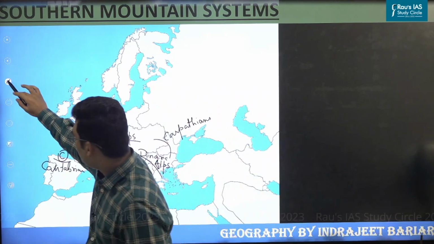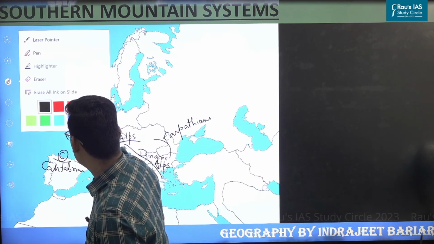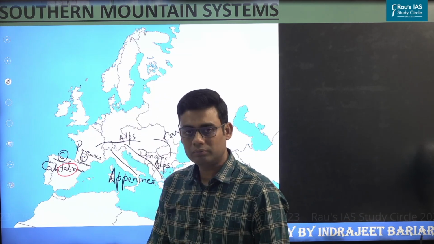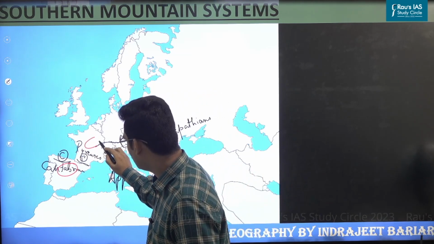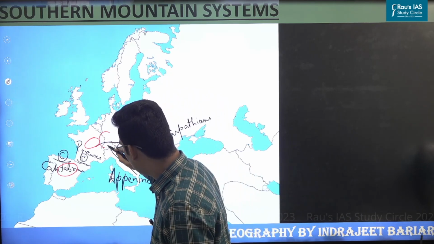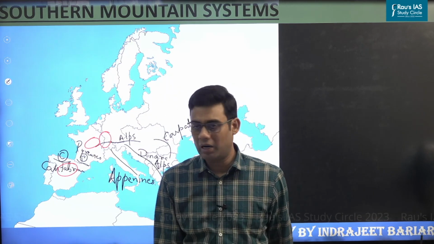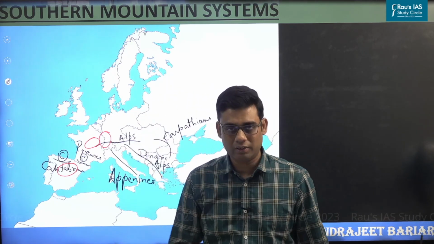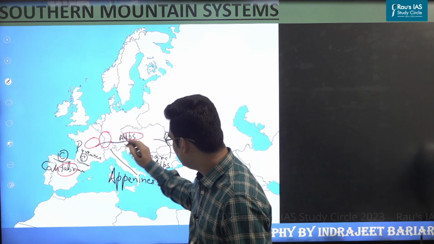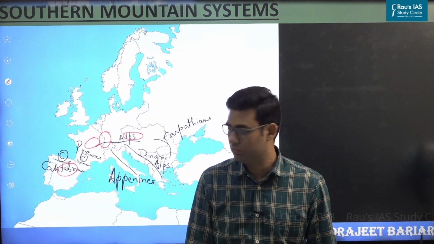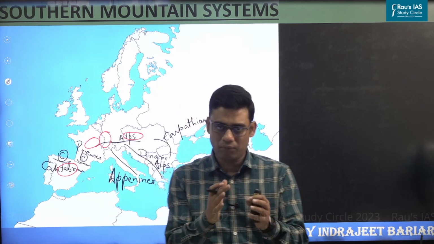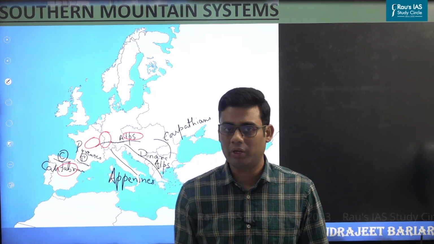Now these block mountains can be identified as the Meseta of Spain. We have the highlands in central France. Then we have over here the Rhine highlands, and then moving further in this part you have the Bohemian plateau. So these are the parts that have fractured from the old mountain system.